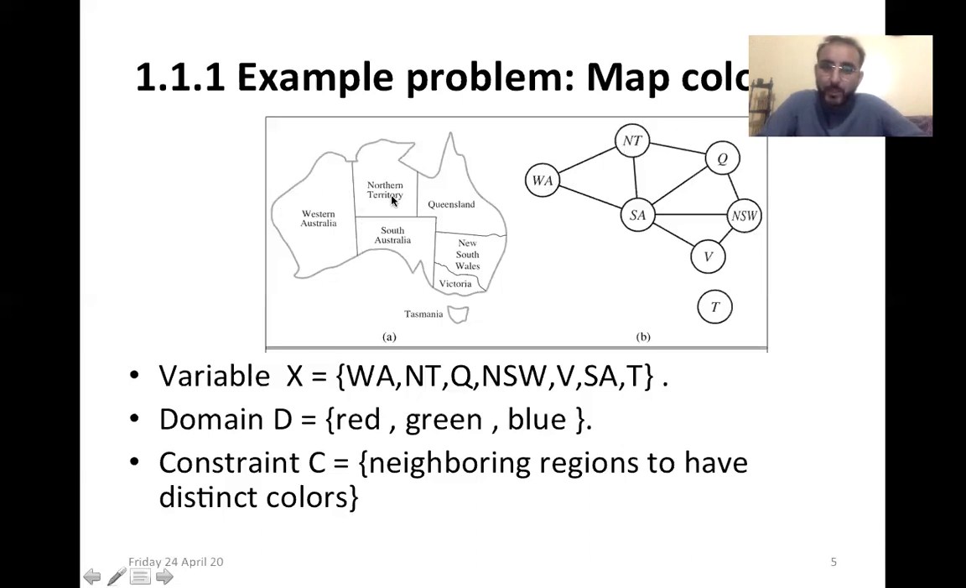We can infer this neighborhood from this map. WA is a neighbor of South Australia. South Australia is a neighbor of NT. SA is a neighbor of Queensland, and so on. So these links represent the neighborhood between different states. And Tasmania is a separate state and not linked with any state here.